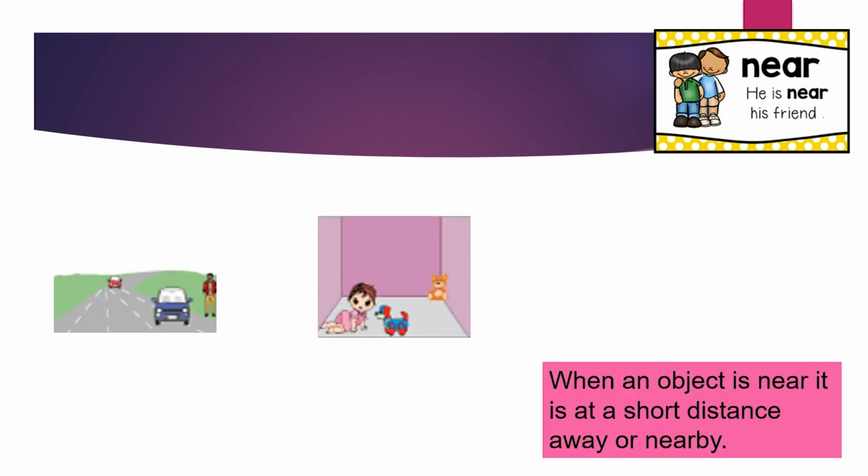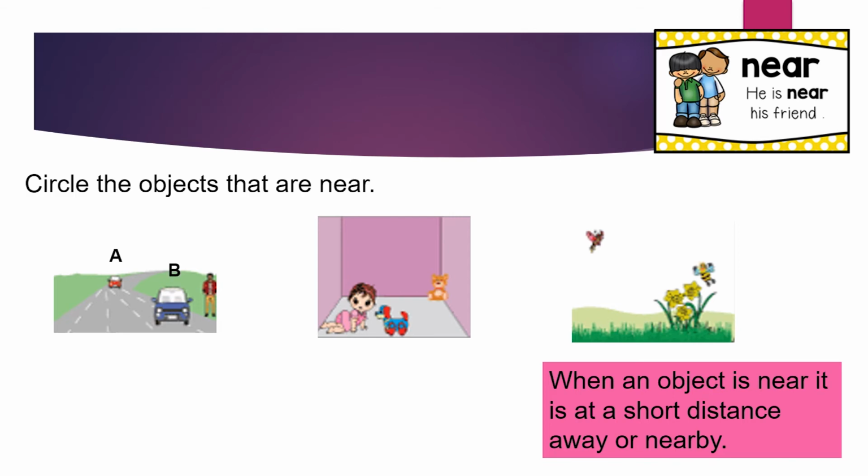How about these objects? Which ones are near? When an object is near, it is at a short distance away or nearby. In the first picture, car B is near to the man. In the second picture, toy A is near to the baby. And in the last picture, insect B is near the flowers. Wow, great job, boys and girls.